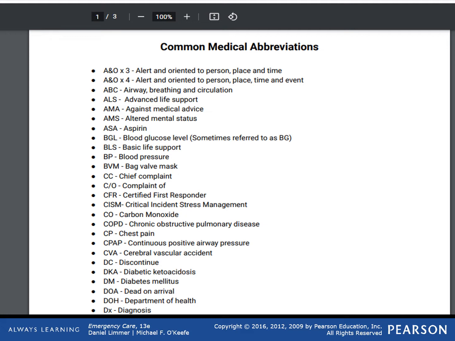There's a few on this list. Dx or diagnosis. Hx can be history. So just read through this, be familiar with them, but really try to limit your use of medical abbreviations.